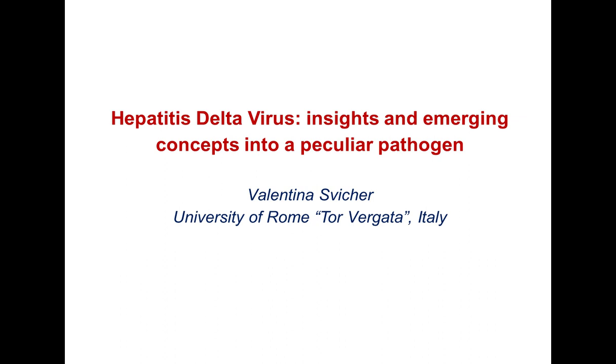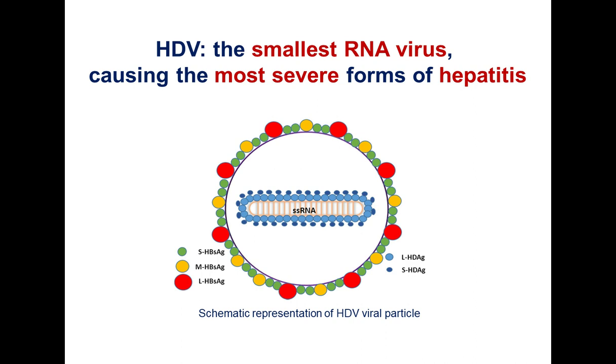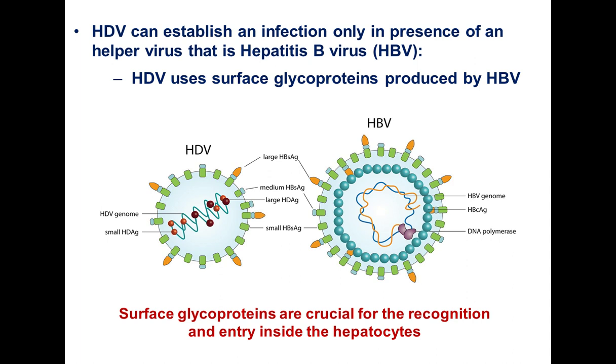Thank you for this kind introduction, and today we will talk about insights and emerging concepts into a peculiar pathogen, that is hepatitis D virus, HDV. HDV is the smallest RNA virus. However, it can cause the most severe forms of hepatitis. HDV is very peculiar since it can establish an infection only in presence of another virus, and this helper virus is hepatitis B virus, HBV.